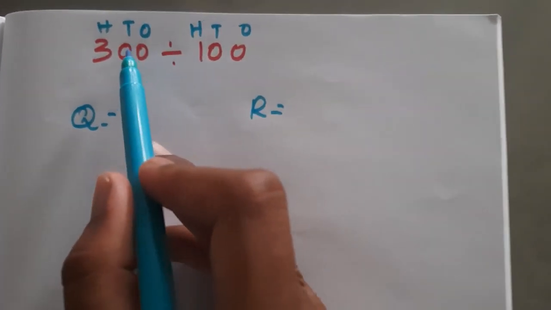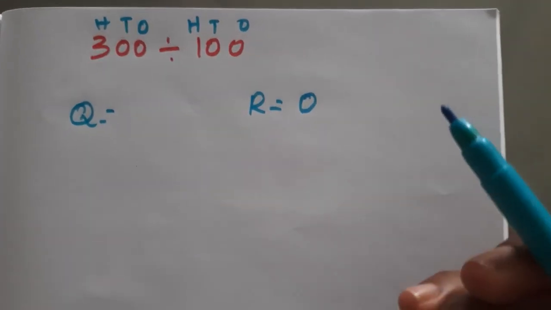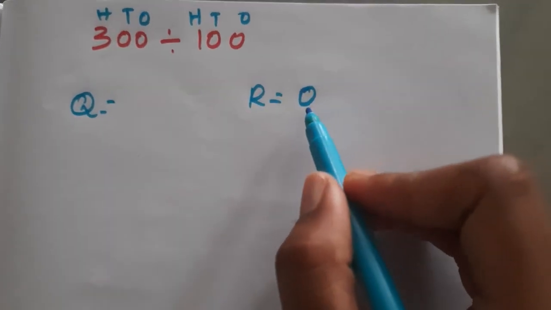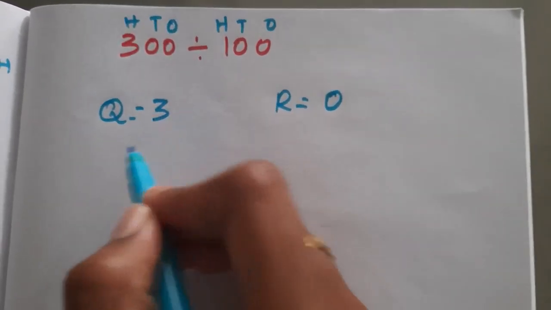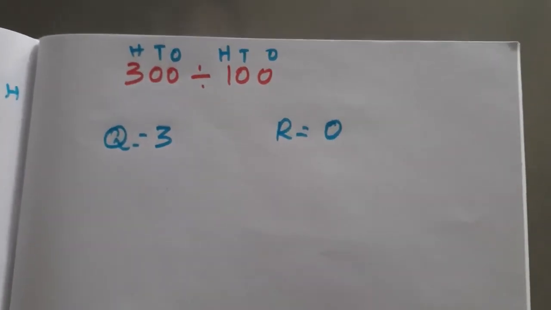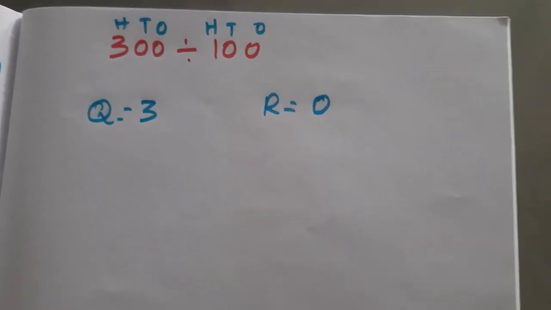Okay, so see, the tens and ones place is a 0. So the remainder is 0 only. Okay, so 2 times 0 is 0, so that's why write only one 0. Okay, quotient: the remaining place is 3 only. So 3 is the quotient. Now we understood. Divided by 100 means the tens and ones place is the remainder, and the other digit is the quotient.